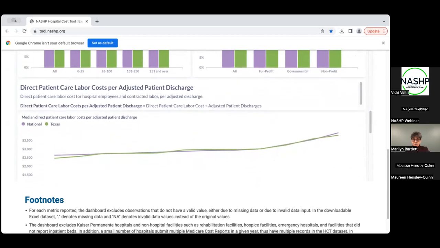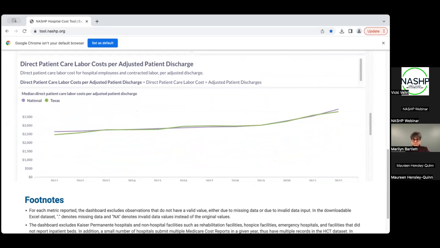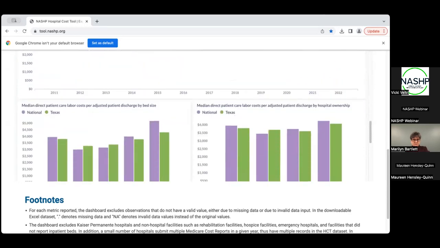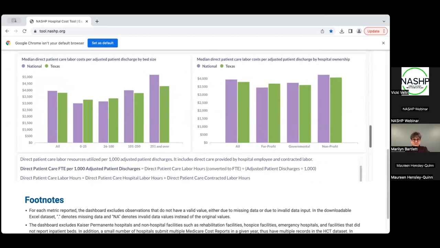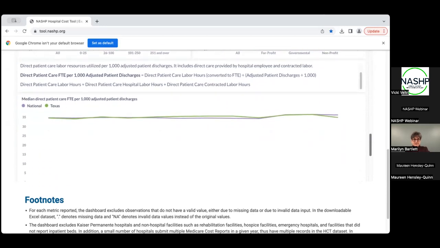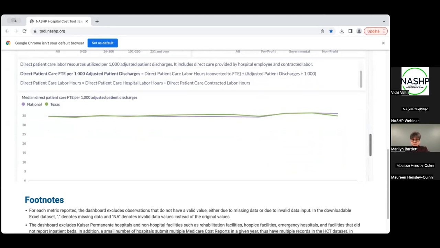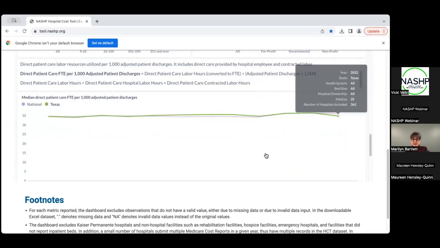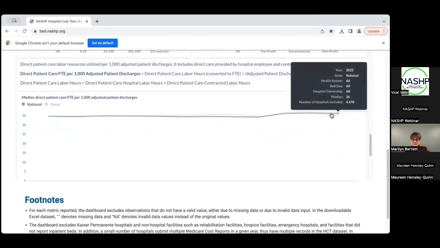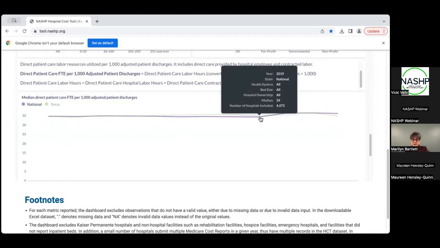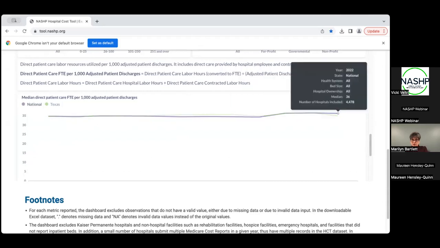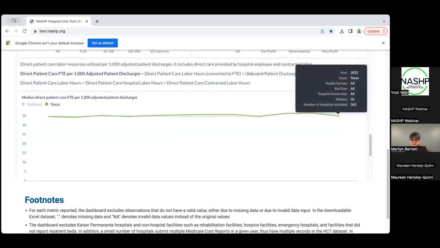Patient care cost per adjusted discharge. This is following right along. And again, you have to look at, was this because costs went up so much, or was it because discharges were down? And you're able to get to that analysis within the hospital cost tool. We look at the number of FTEs per 1,000 adjusted patient discharges. And this is interesting. This is fairly flat. It did go up slightly here. I'm on national, but in Texas, 35. That's the number of FTEs per 1,000 discharge. And then we get to Texas here, 35.